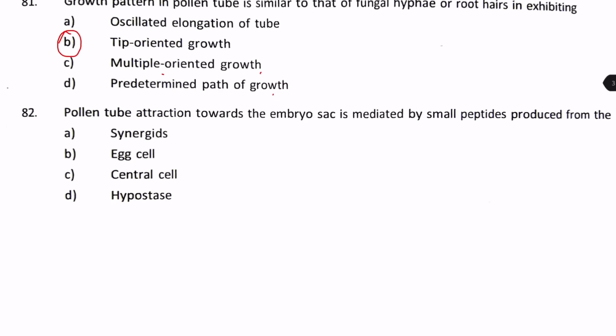Next question. Pollen tube attraction towards the embryo sac is mediated by small peptides produced from the synergid, egg cell, central cell, hypostase. The answer is synergid, which produces some peptides that are used to attract the pollen tube towards the embryo sac. Yeah, answer being A.